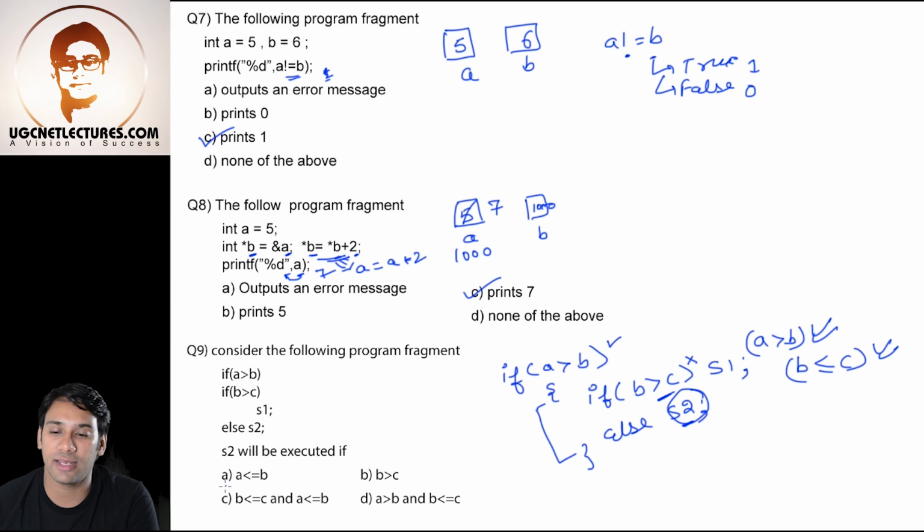The first option is A is less than or equal to B, which is wrong. The second option is B is greater than C, which is wrong, right? Because this is violating this condition. The third option is B is less than or equal to C, yes, and A is less than or equal to B, which is wrong. So this is correct, but this is wrong. Okay. Now the last option is A is greater than B and B is less than or equal to C, right? So this is true. So the answer is option number D. Okay.